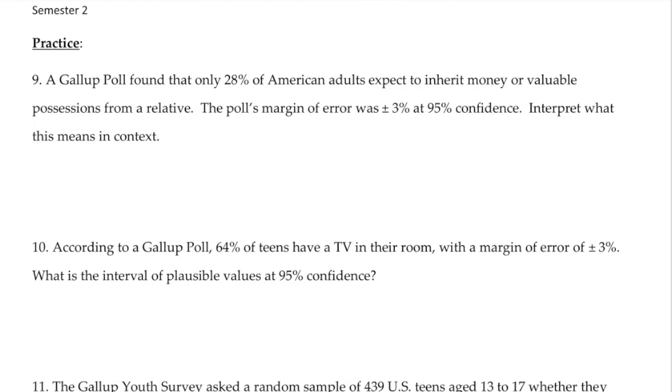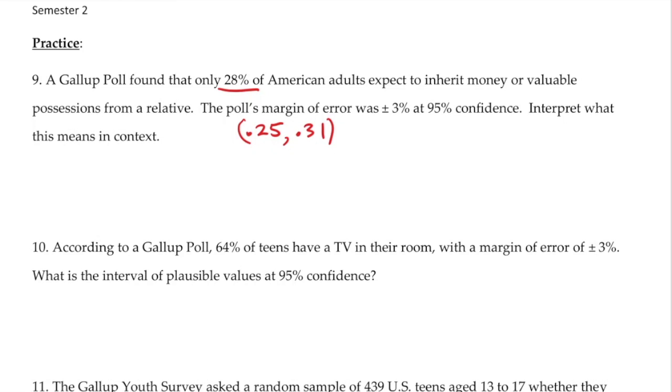Okay, before I actually do the interpretation, let's look at what the confidence interval would be. If it's plus or minus 3%, that applies to the 28% from the sample. So 28 minus 3, that would be 0.25 or 25%, and 0.3 added to 28% is 0.31. There's a spread there of 0.06. Double the margin of error should be the length of the interval.